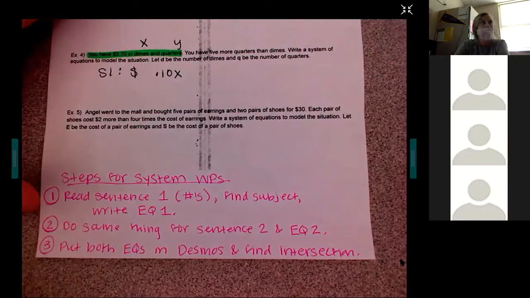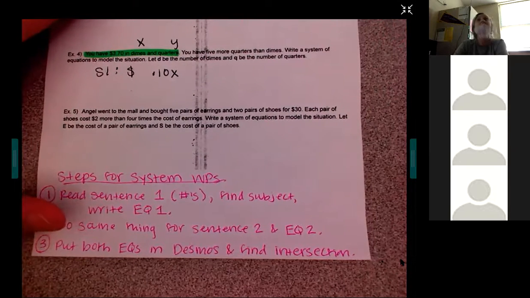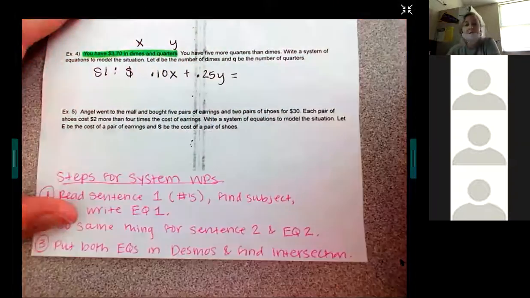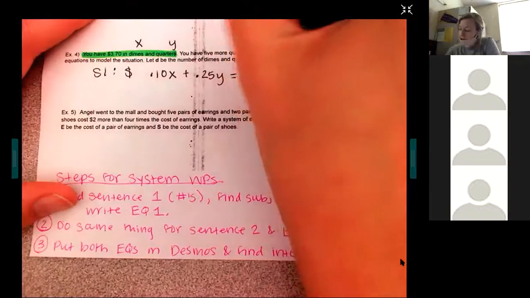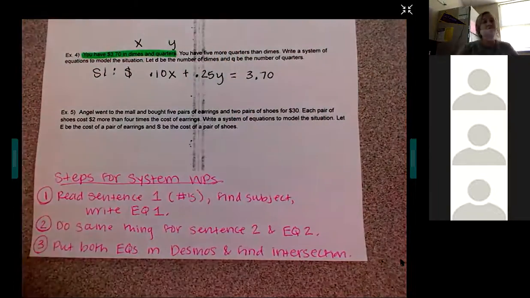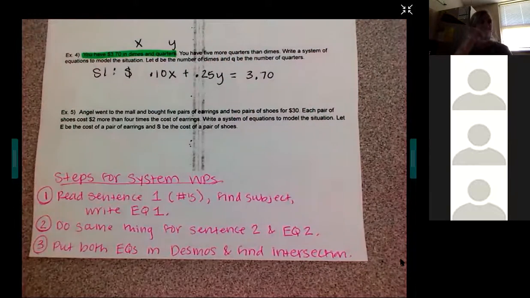Y'all okay? How much is a quarter worth? 25 cents. So what do we write? 0.25y. And how much total money do we have? 370. That ain't much. Get you a drink and a bag of chips, maybe. Exactly, at the Family Dollar.